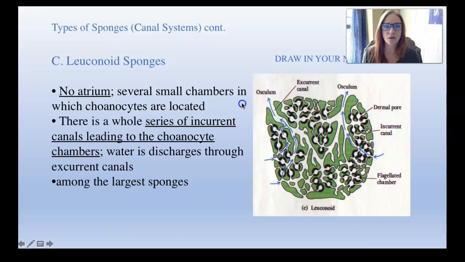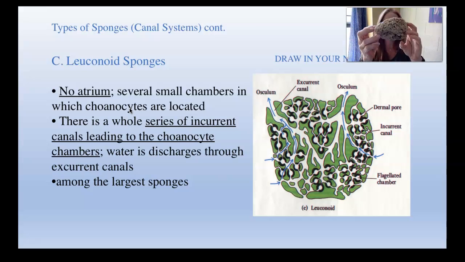They're so cool. The third morphology is called leuconoid. These guys don't have one big atrium or one big spongiceal. They have a lot of little ones. So that's these guys, squishy sponges with lots of openings, lots of little chambers inside.